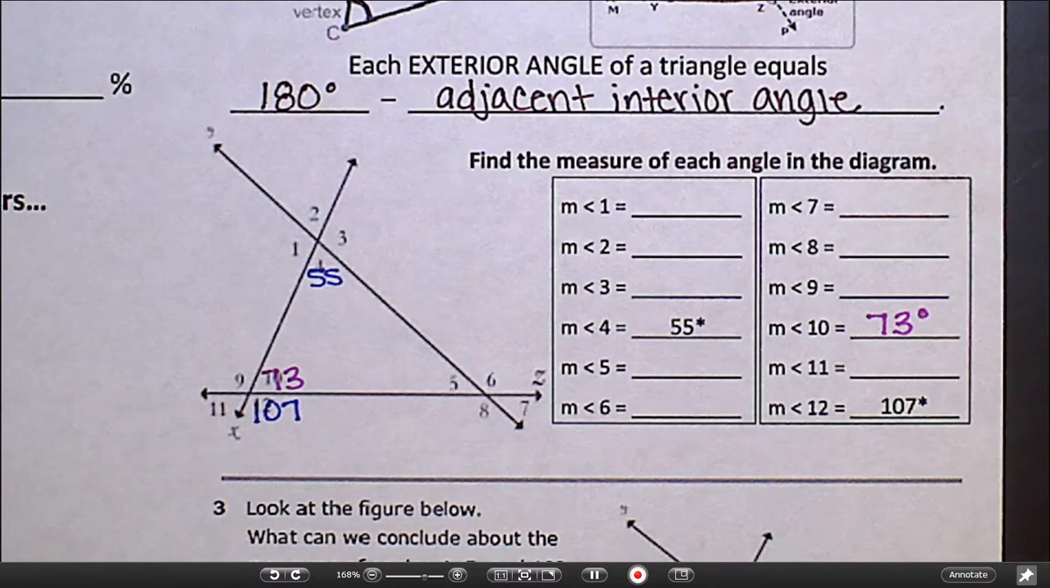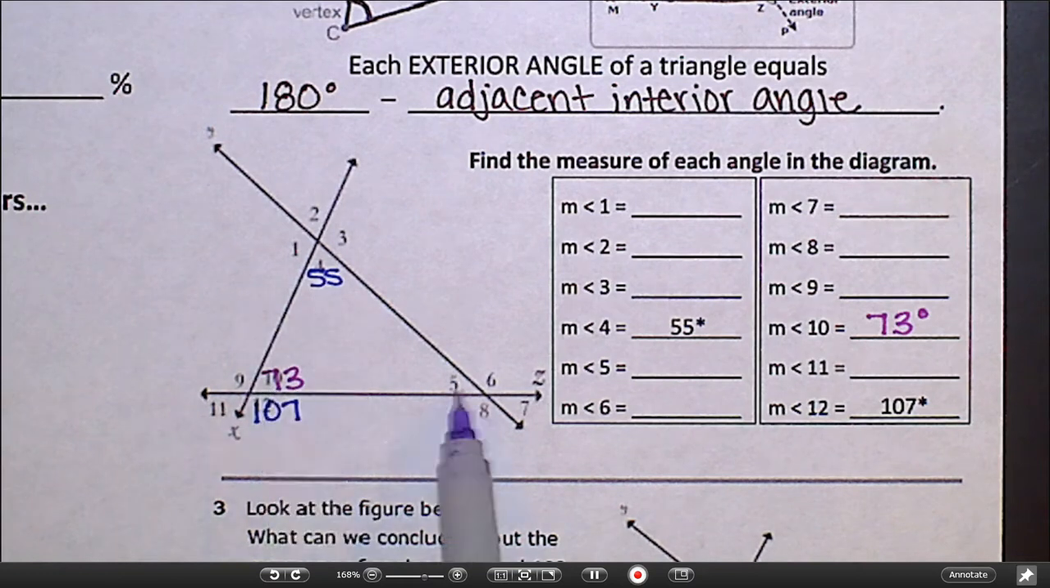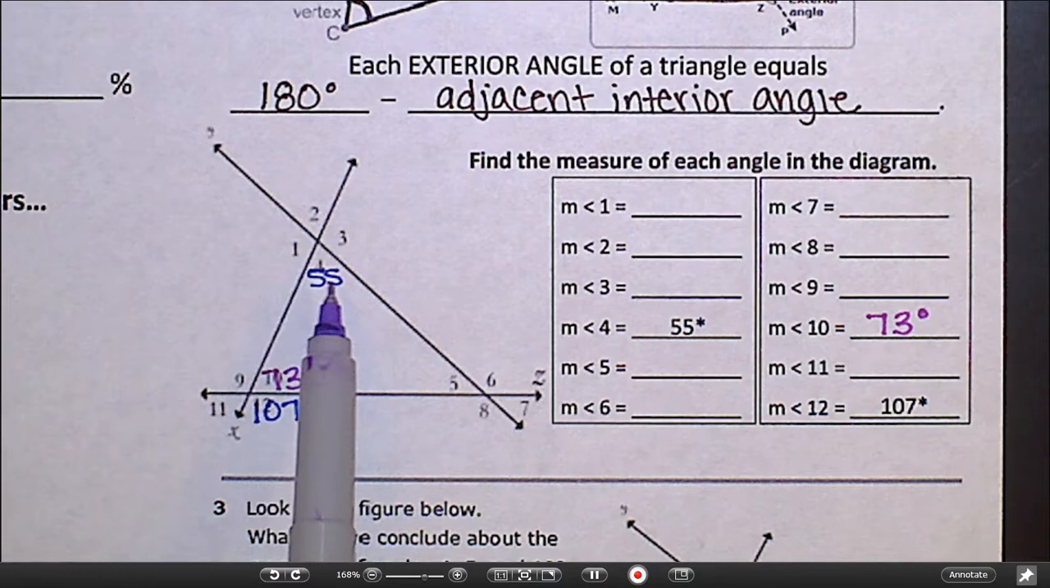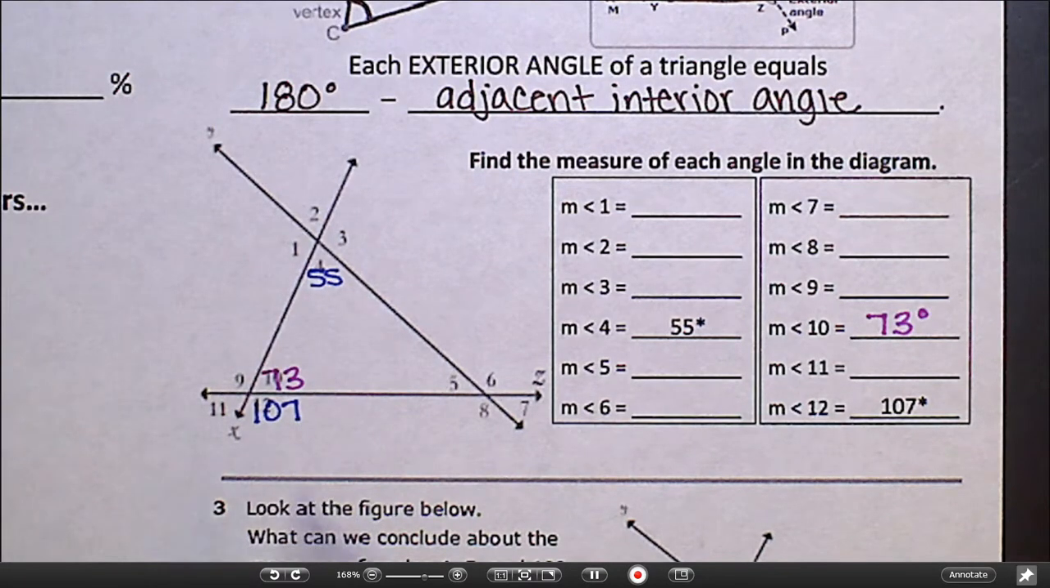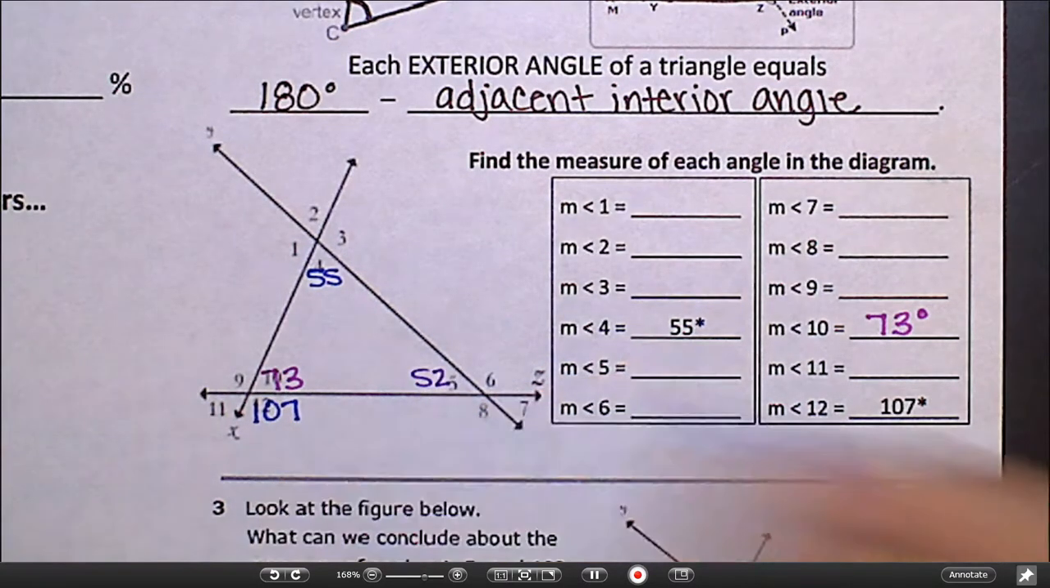Now I can figure out angle 5. I can do that because I know that the 3 angles inside the triangle have to add up to 180. And if I take 180 minus the 55 degrees for angle 4, and minus the 73 degrees for angle 10, then I get 52 degrees for angle 5.